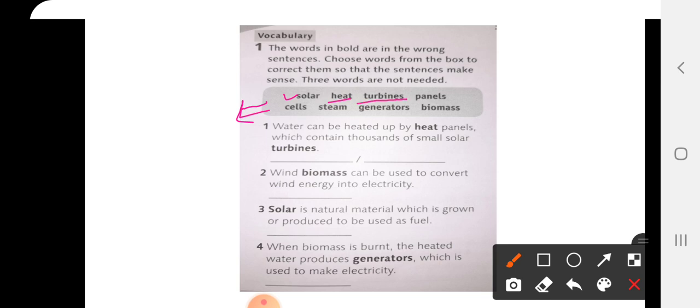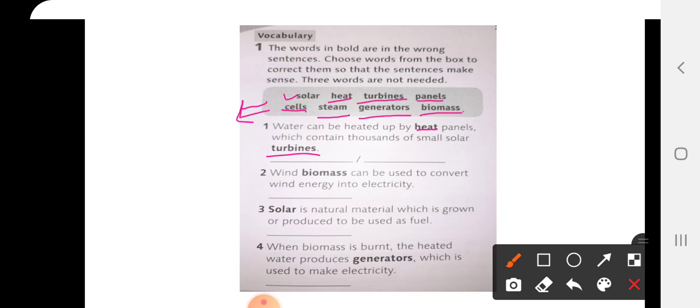Turbines, محركات. Panels, ألواح. Cells, خلايا. Steam, بخار. Generators, اللي هي عندك مولدات. Biomass اللي هو عندكم اللي هو الطاقة العضوية. تمام أو عضوي. Now, in this exercise here again, the words that are in bold are not correct.